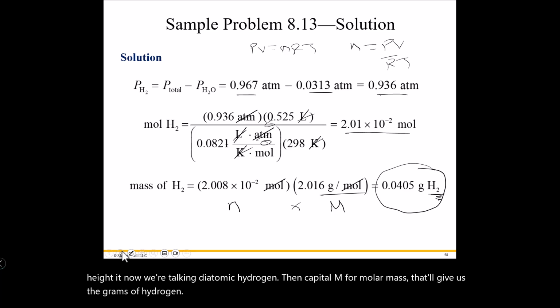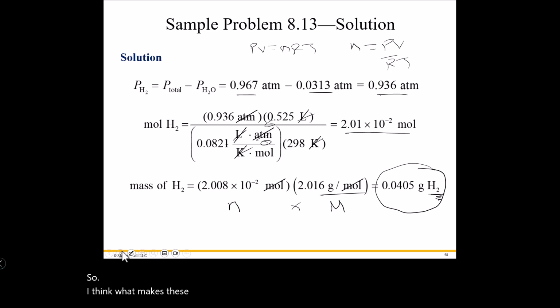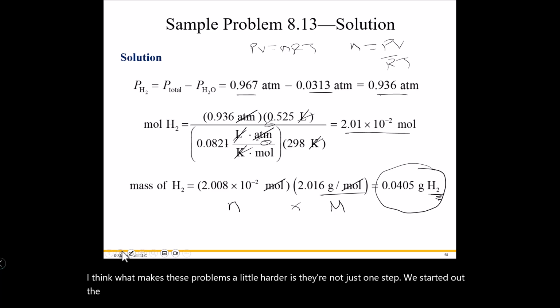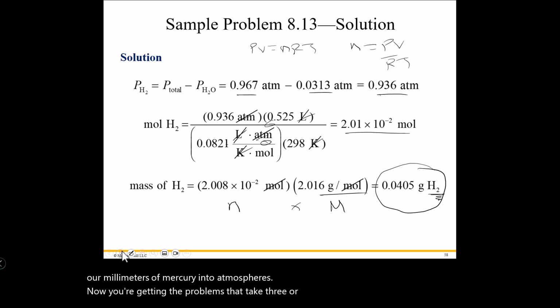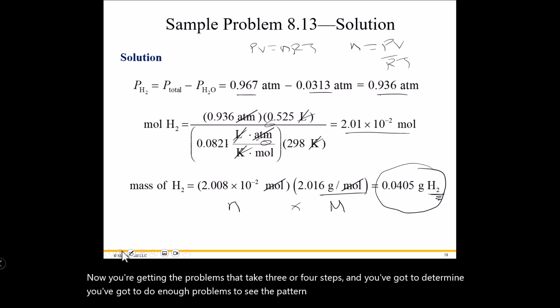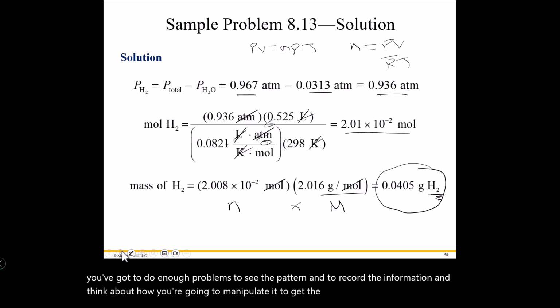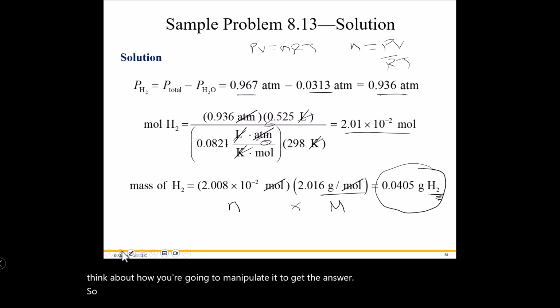I think what makes these problems a little harder is they're not just one step. We started out at the beginning of this chapter with a one-step problem, converting from atmospheres or millimeters of mercury into atmospheres. Now you're getting into problems that take 3 or 4 steps, and you've got to do enough problems to see the pattern, record the information, and think about how you're going to manipulate it to get the answer. So how do you get good at this? It's practice. It's doing the homework. It's doing the odd problems in the back of chapter 5.